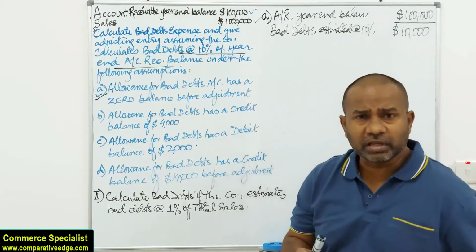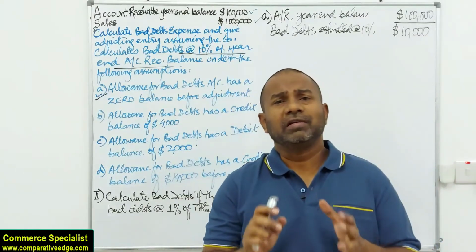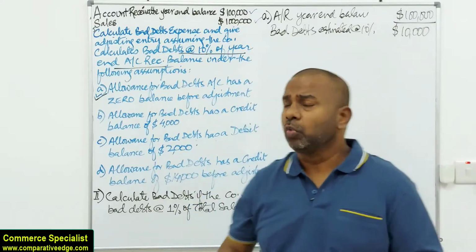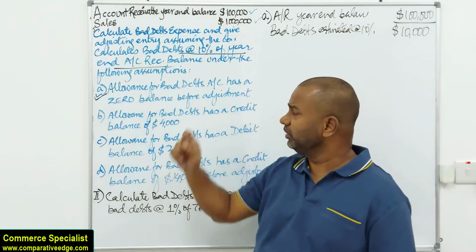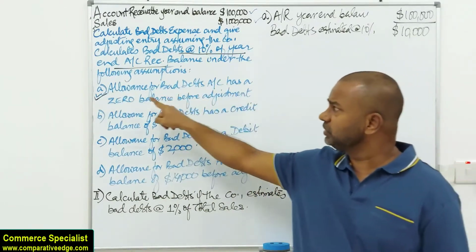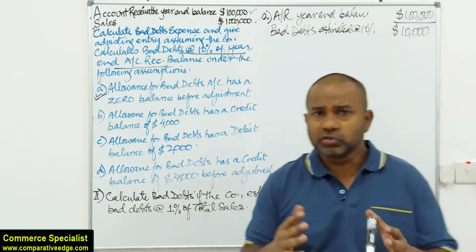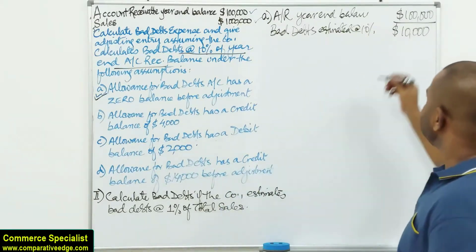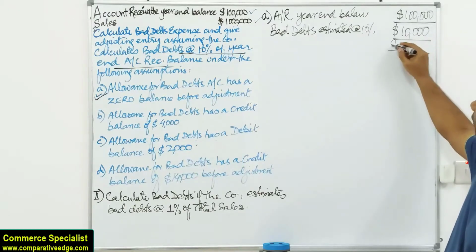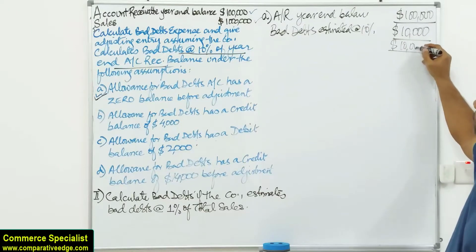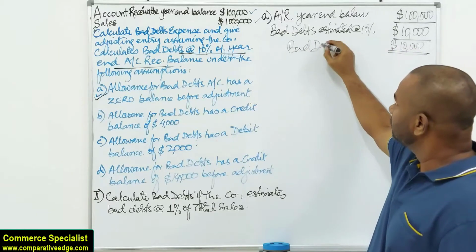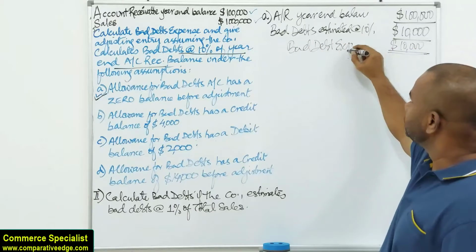Because bad debts are calculated on year-end accounts receivable, we have to look at the balance of allowance for bad debts. In the first scenario, A, it says allowance for bad debts has a zero balance before adjustment. So there is no balance, which means this same 10,000 is my bad debt expense for the year.